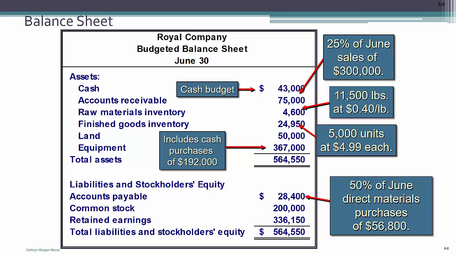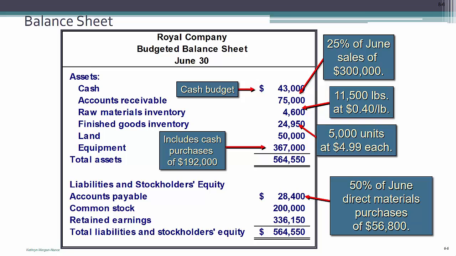Royal's cash balance of $43,000 comes directly from the cash budget. Using the cash collection assumptions, accounts receivable of $75,000 is 25% of June's sales of $300,000. Raw materials inventory of $4,600 is calculated by multiplying the ending inventory of raw materials in pounds, that's 11,500 pounds, by the cost per pound.